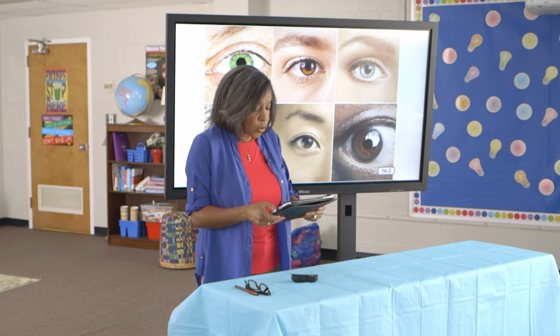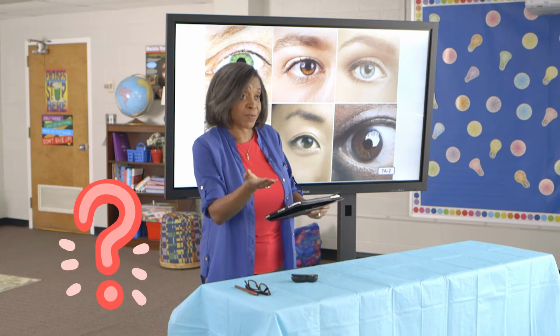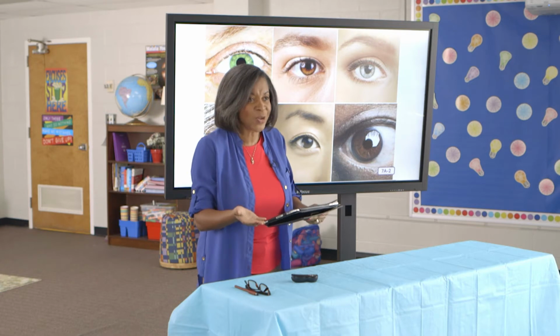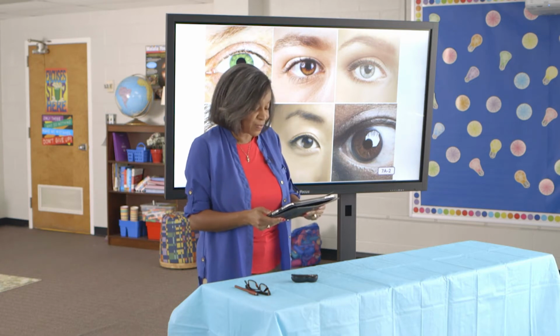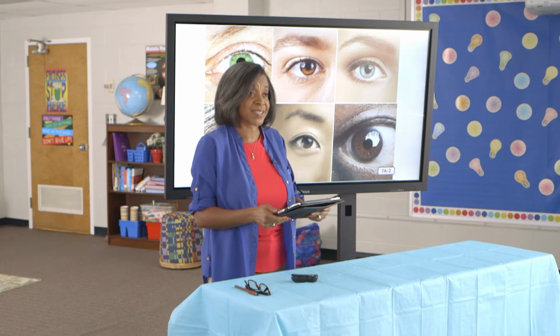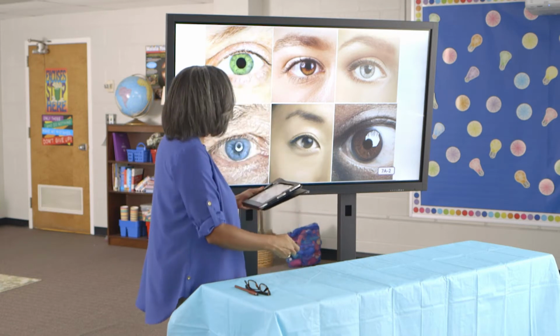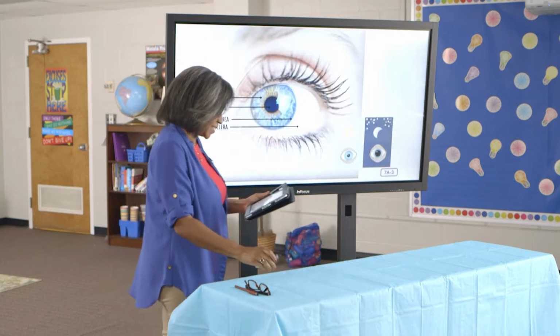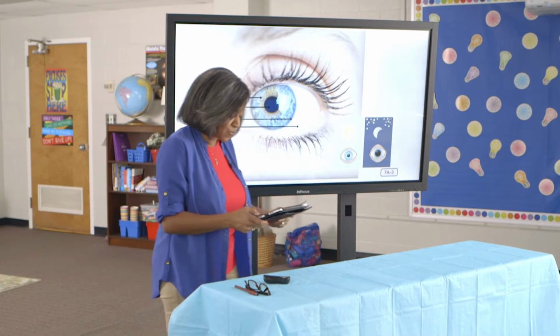What color were your neighbor or your friends or your family member's eyes? Did you notice? Look again. Does anyone know the name for the colored part of the eyes? Let's find out. Look at this picture together.